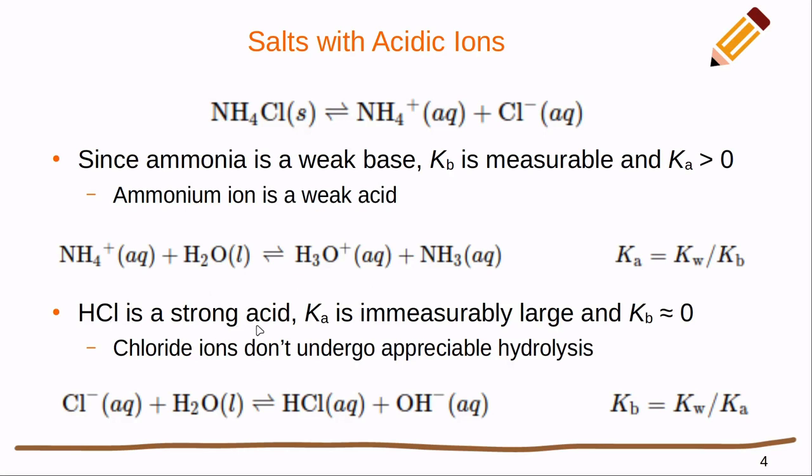HCl is a strong acid, right? So if we imagine that chloride would be the conjugate base of HCl, if I added an H there, Ka is immeasurably large, which means that the Kb is very, very small because of that inverse relationship. That means that chloride ions don't undergo appreciable hydrolysis. This reaction is not going to happen to any appreciable extent.